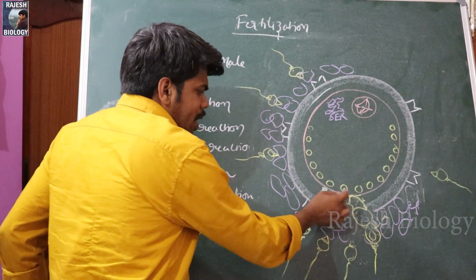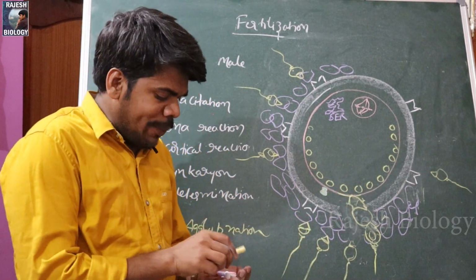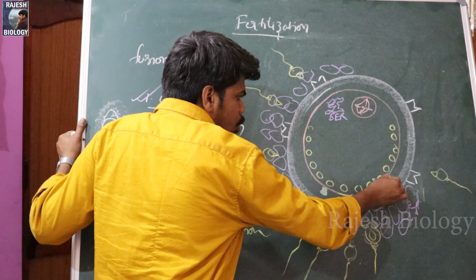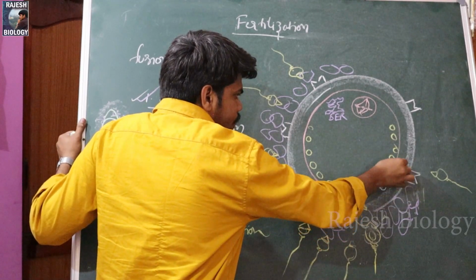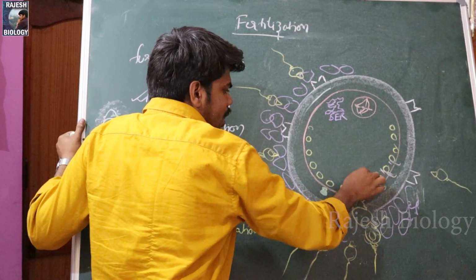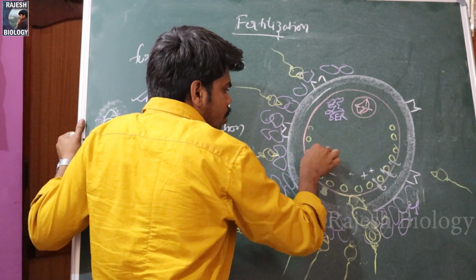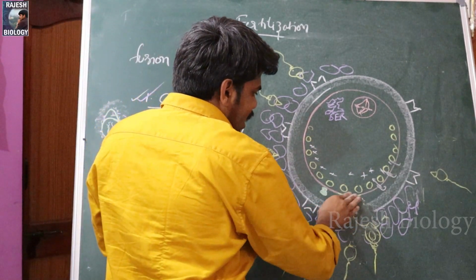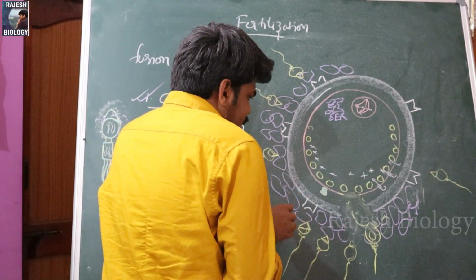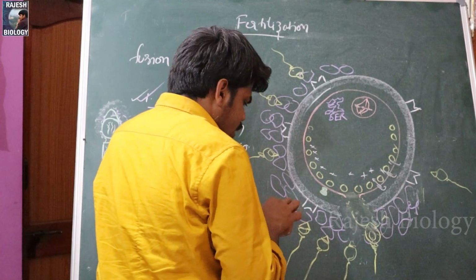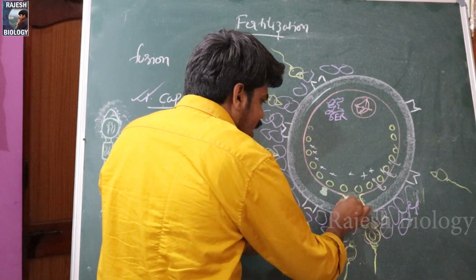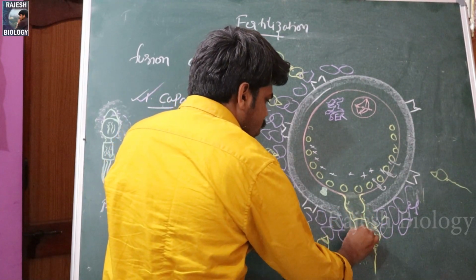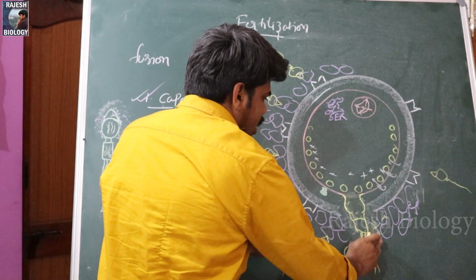When one sperm cell touches the vitelline membrane, automatically it becomes permeable to sodium ions. That means all the sodium channels are open and sodium enters, and it becomes positive inside. Clearly observe here, at this moment what happens? This vitelline membrane fuses with the head plasma membrane of the sperm cell. Plasma membrane of what? Sperm cell. So it is only the sperm.